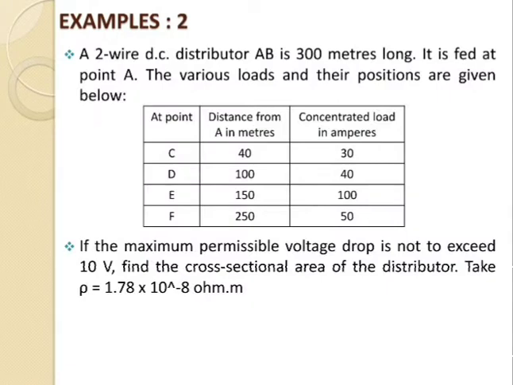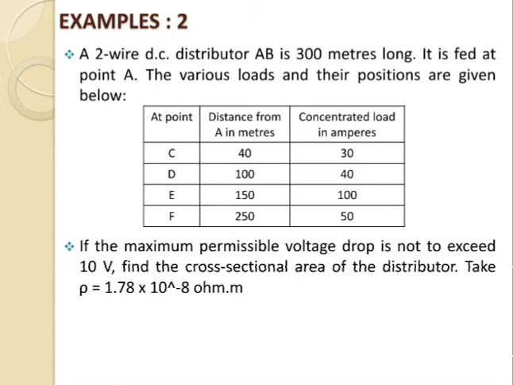Now we will go to example number 2. The problem: a 2-wire DC distributor AB is 300 meter long. It is fed at point A. The various loads and their positions are given below. Again, this example is based on the DC distributor, having 4 tapping points, that is C, D, E and F.